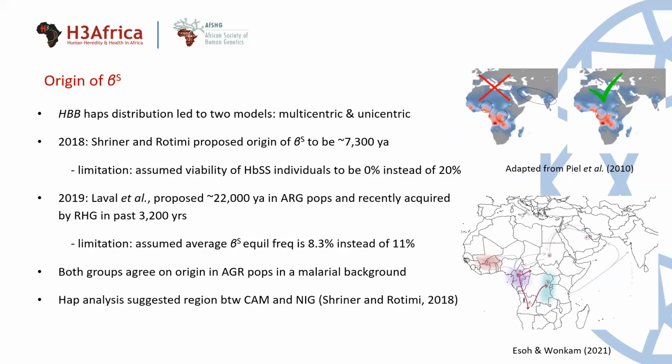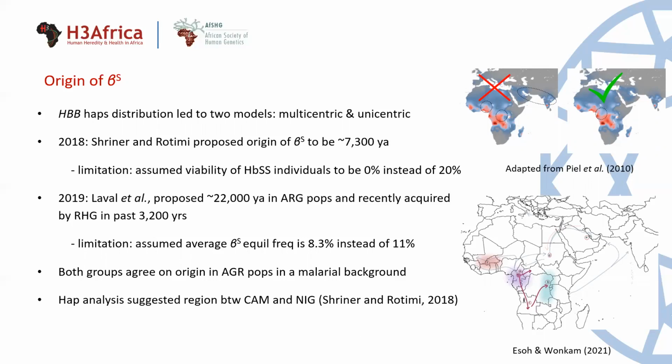However, the model for their age estimate assumed that the viability of homozygous individuals was 0 instead of 20%. In 2019, researchers from France used accurate viability estimates and proposed that the mutation arose about 22,000 years ago. However, their model underestimated the equilibrium frequency of the mutation. Therefore, more research is needed to determine the true age of the mutation.